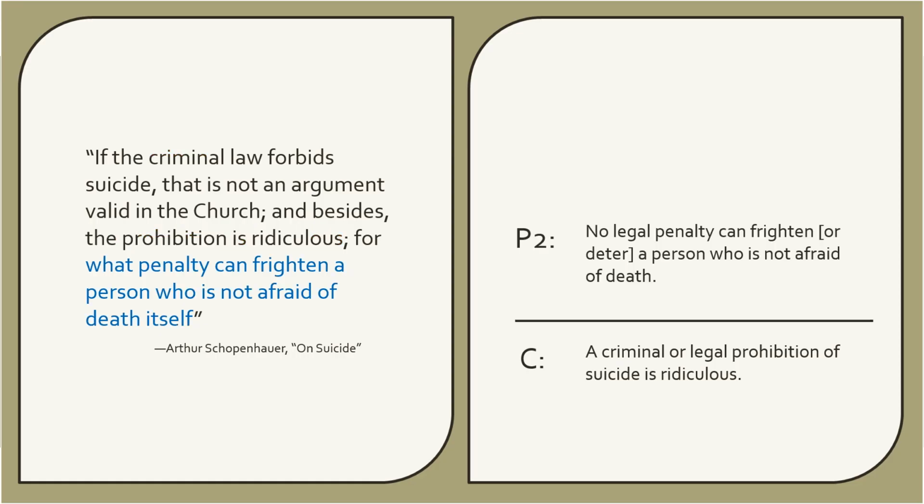So we have a very obvious premise here, and it's the one that follows the premise indicator. In the original, it's framed as a kind of question that says, what penalty can frighten a person who is not afraid of death itself? Now, if we want to express the core sentiment of this premise, he is essentially saying there is no legal penalty that can frighten a person who is not afraid of dying. Now, of course, if you stop and think about this, this is the evidence given for the claim that a legal prohibition on suicide is ridiculous. But by itself, that is not enough to make sense of this argument.